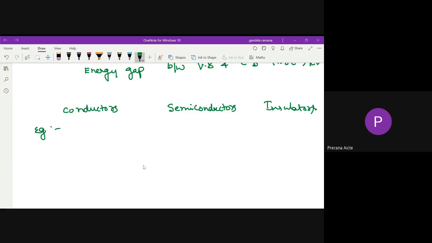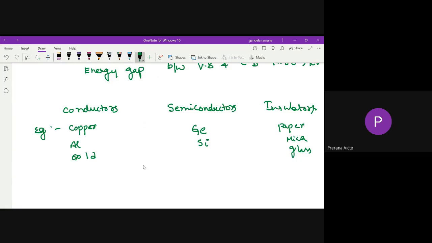So what are the examples for conductors? Which one do we treat as conductors? The examples of conductors are copper, aluminum, gold, etc. What are the examples of semiconductors? Germanium and silicon. What are the examples for insulators? Paper, mica, glass, etc.